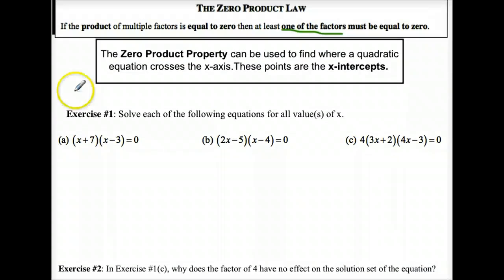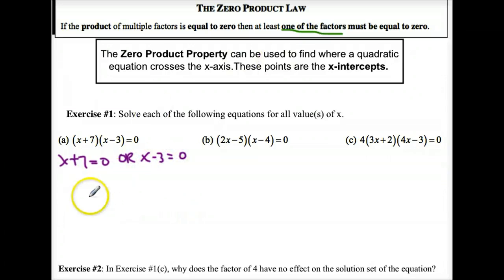Example 1. Remember, when I factor a quadratic, I will have something that looks like that at the end. So all the zero property law says is I want to solve these. I have two factors, which are x plus 7 equals 0, or I have x minus 3 equals 0.